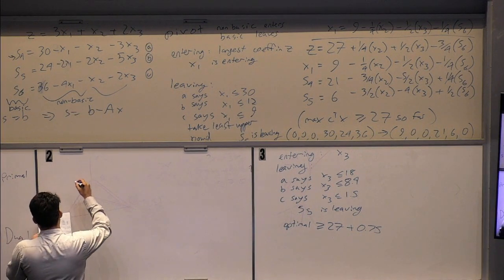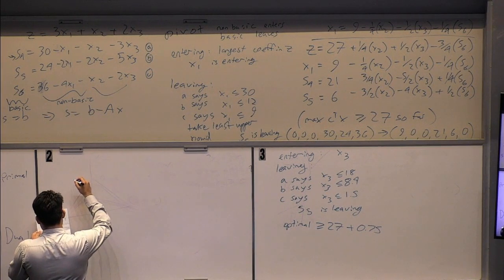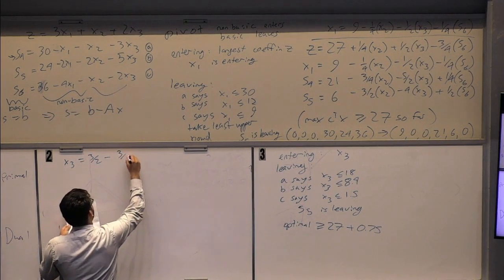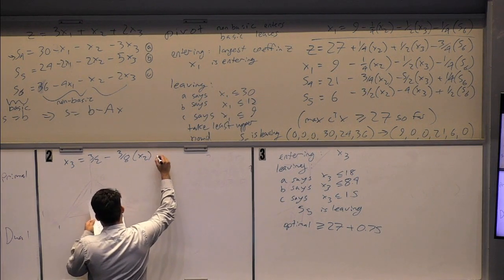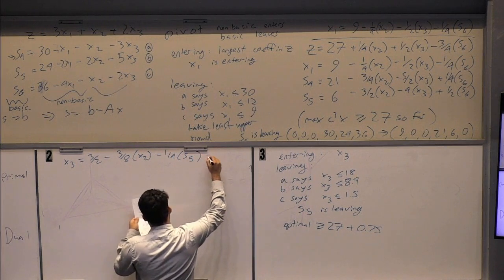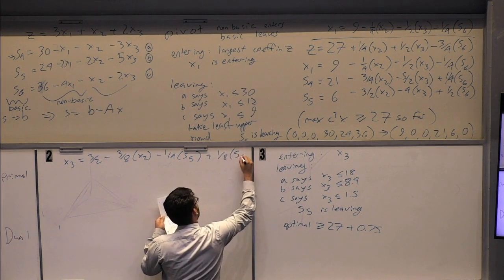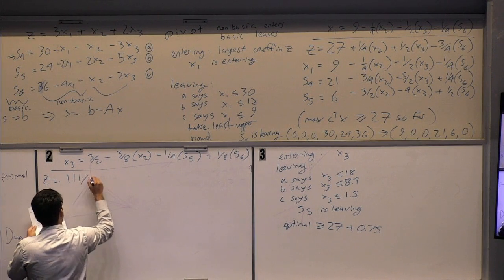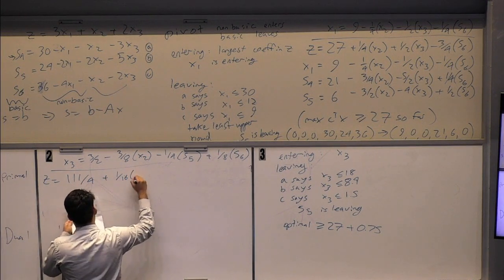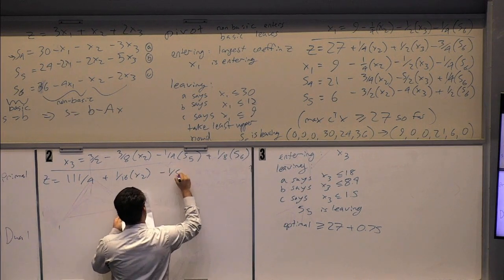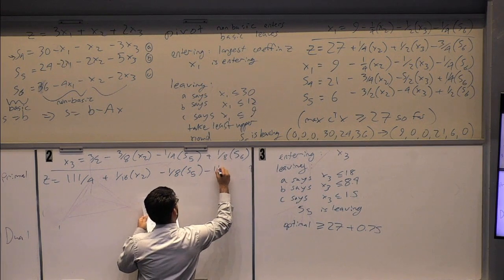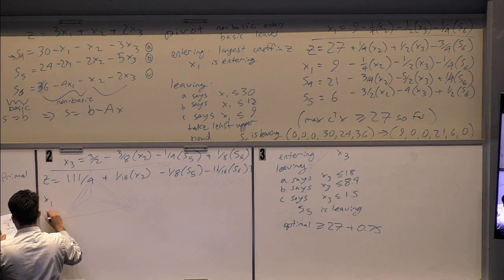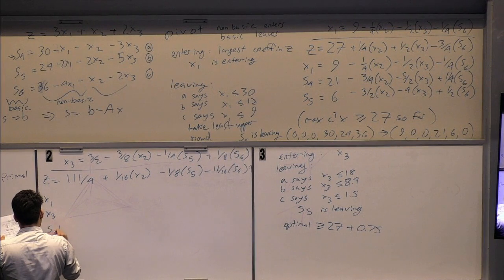I'm going to have x3 rewritten as 3/2 minus 3/8 x2 minus 1/4 s5 plus 1/8 s6. And then I'll have z is equal to 1/1/1 over 4 plus 1/16 x2 minus 1/8 S5 minus 11/16 S6. And then I'll have X1, X3, and then S4 as our basic variables.